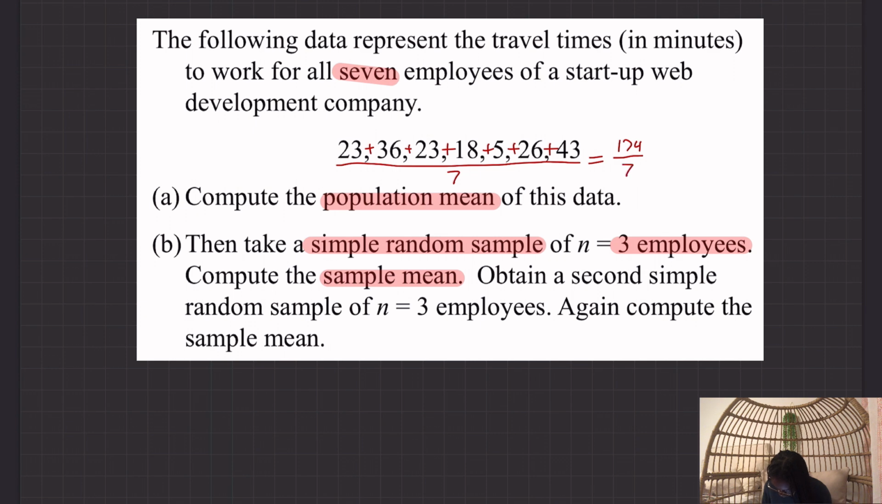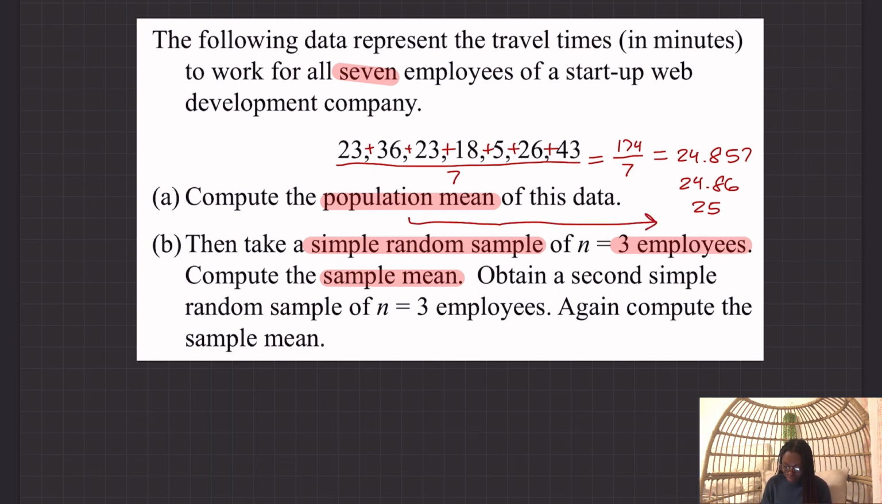You get the gist. Adding them all together, I got 174. 174 divided by 7, because there's 7 employees, 7 values, and I got 24.857 or 24.86. 25, you could round until the cows come home. So yeah, that would be the population mean of the data.